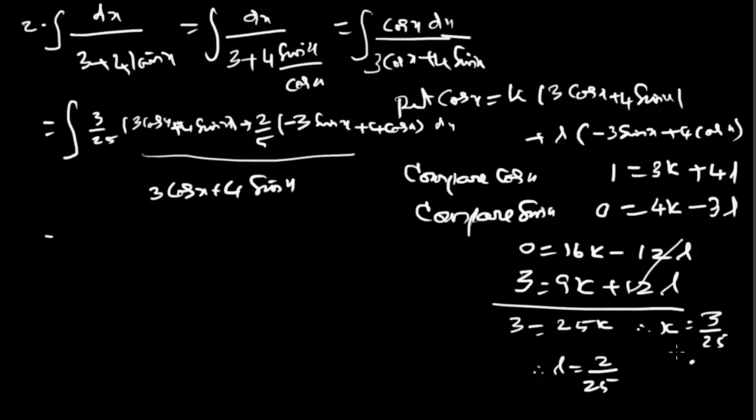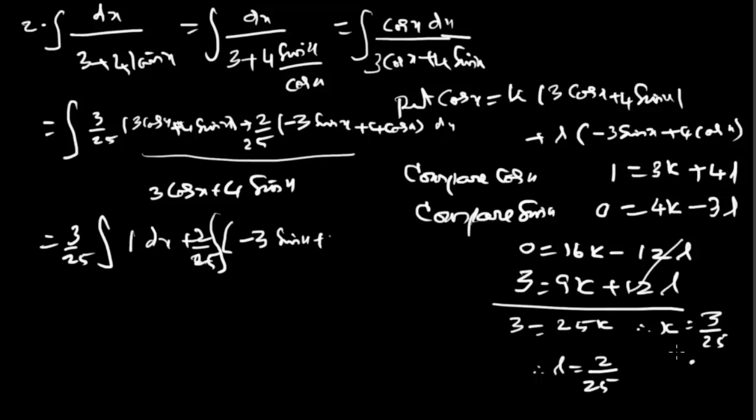Now here 3 by 25 you take out: integral of (3 cos x plus 4 sin x) by (3 cos x plus 4 sin x), which is 1, into dx, plus 2 by 25 into the integral of (minus 3 sin x plus 4 cos x) into dx by (3 cos x plus 4 sin x).